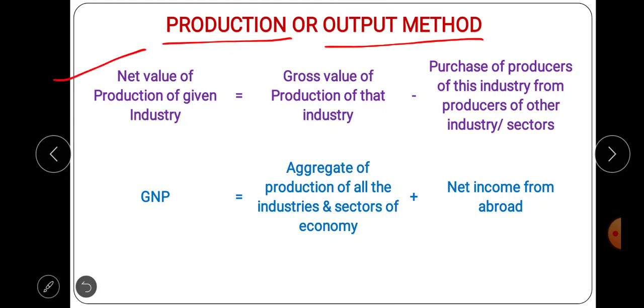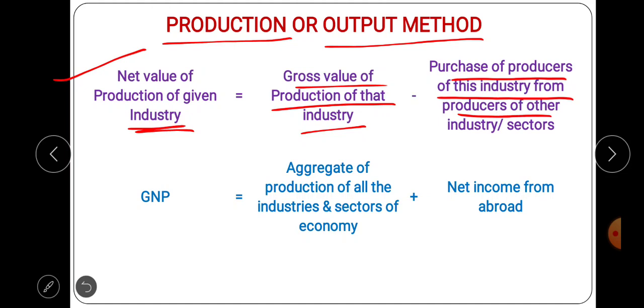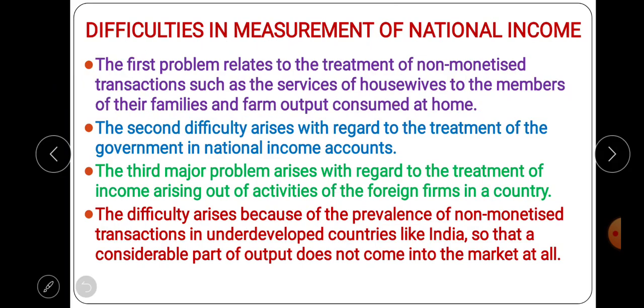The formula is: net value of the production of a given industry is calculated by the gross value of the production of that industry minus purchases of the producers of this industry from the producers of other industries, or we can say the other sectors. Okay. And GNP is the aggregate of production of all industries and sectors of the economy plus net income from abroad. Okay. So, with the help of these formulas, we can calculate the national income, and this method is called the production or output method.